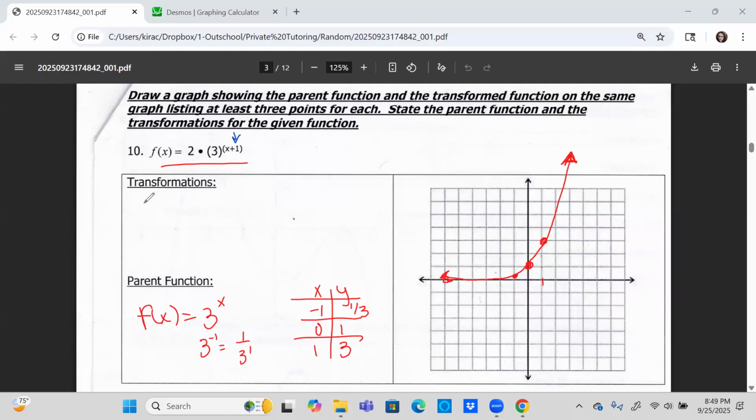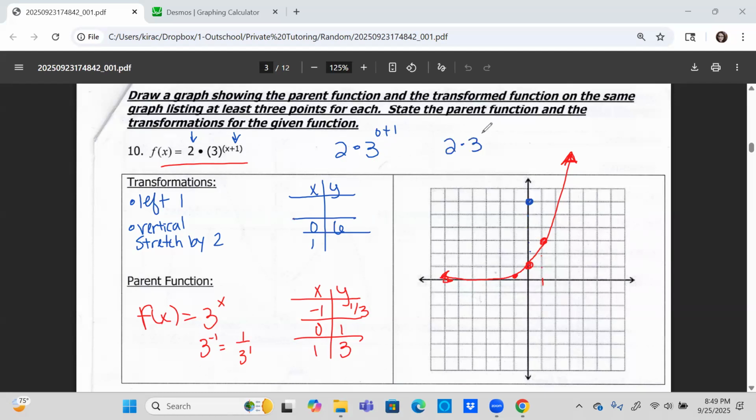Transformations, lies. So that's going to take us left 1. And since that's not in the parentheses, it's kind of out by itself, I think we're just going to say vertical stretch by 2. We don't do the reciprocal on the verticals. Okay, and then let's just do some points. If we plug in 0 into that one, 2 times 3 to the 0 plus 1, that would be 3 to the first, which is 3, times 2, which is 6. Put in 1. So that would be 2 times 3 to the 1 plus 1. So that'd be 3 squared times 2. That's 18. So it would be off the chart.